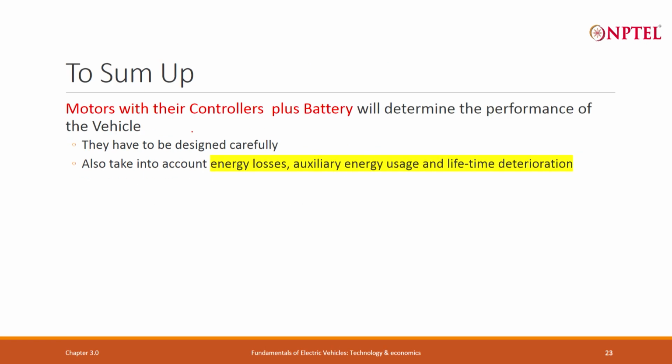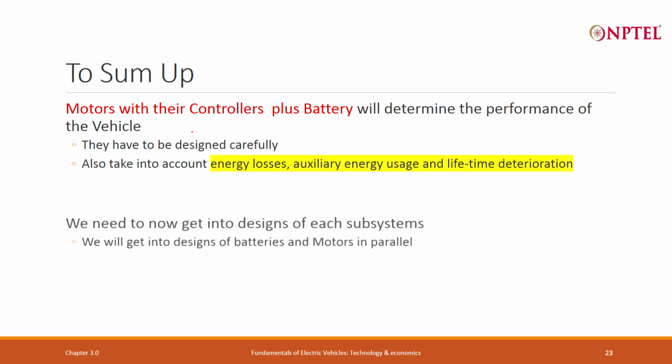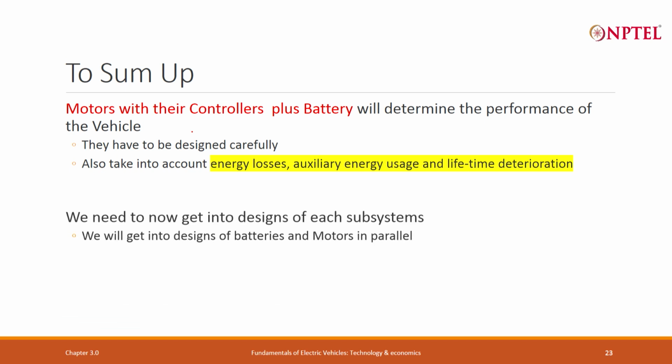To sum up, motors with their controllers plus battery will determine the performance of the vehicle. This is the key thing for the drive. They have to be designed very carefully, taking into account energy losses, auxiliary energy usage, and lifetime deterioration of the battery, to really figure out what can be used. What we need to do now is start looking at batteries and motors and controllers, and actually we can do it in parallel.